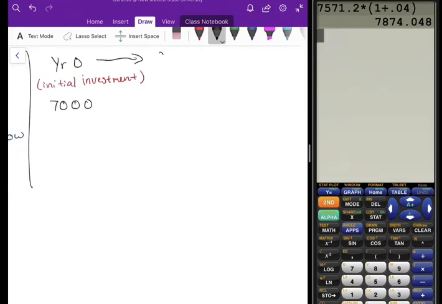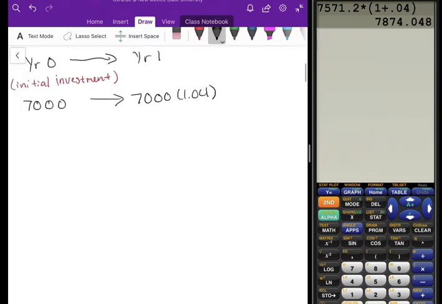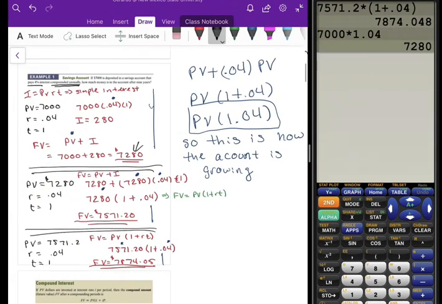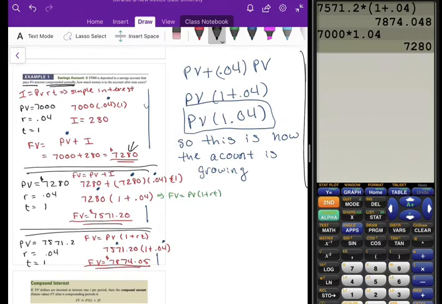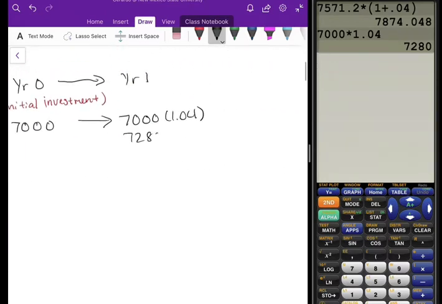Then from year 0 to year 1, we grew by 7,000 times 1.04. And we already have that, so let's calculate it. 7,000 times 1.04, 7280, which is what we had before. So we're going in the right direction, and it's working for now. So this is 7280.